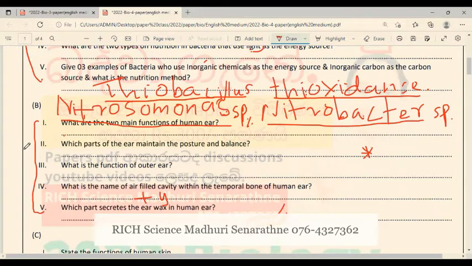If you haven't completed your notes, you first have to complete them, and please make short notes and beautiful diagrams using colors and everything. Your notes should be very attractive.